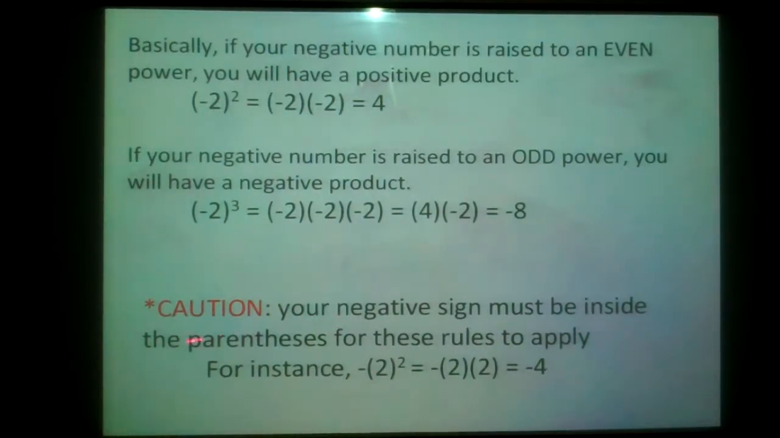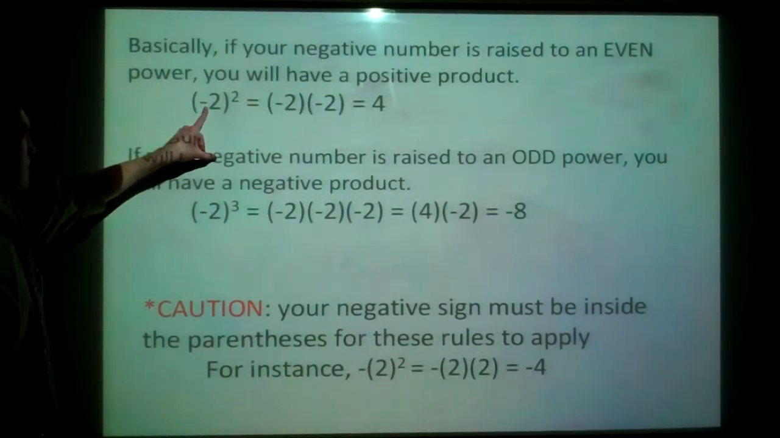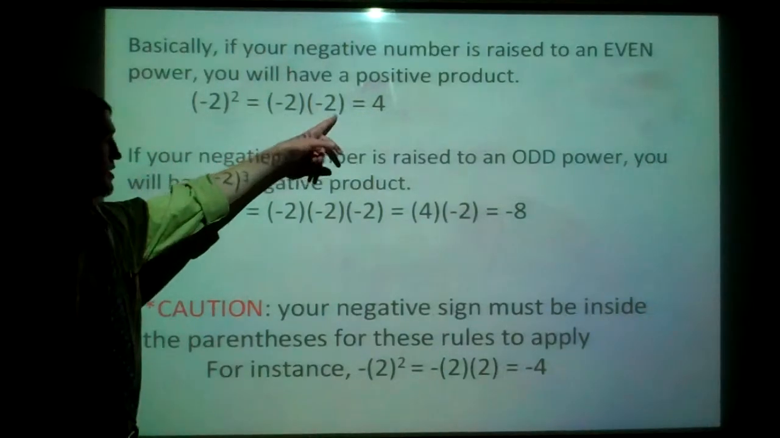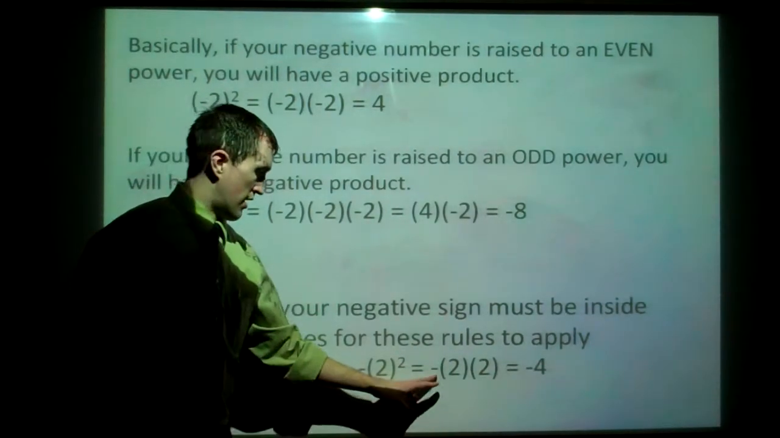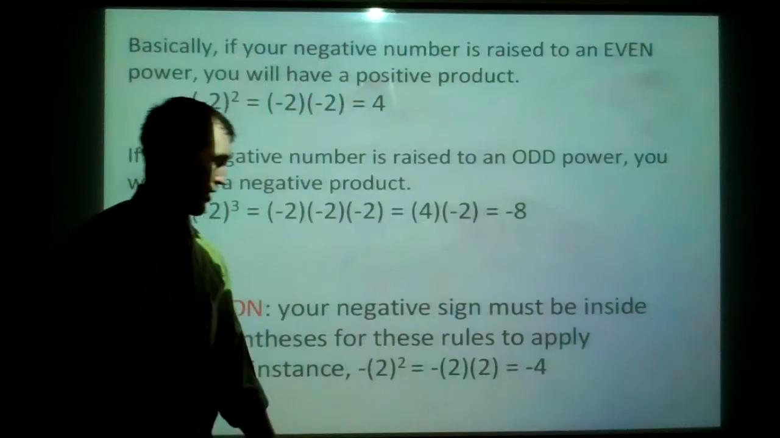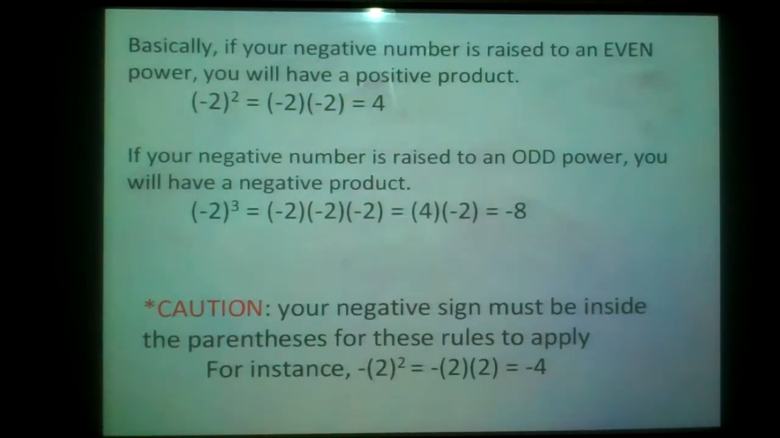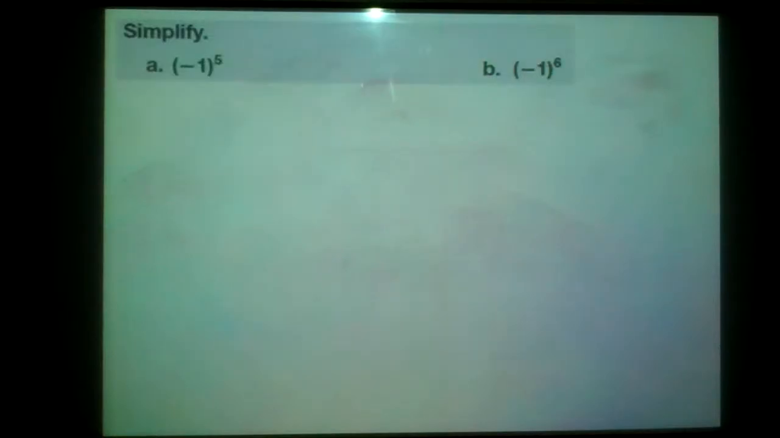Your negative sign must be inside the parentheses for these rules to apply. So for instance, if the negative is on the outside, this square is not being applied to that negative 2. So this means 2 times 2, but our negative is still out there, so we get negative 4. Notice the difference between this and this. The negative is inside the parentheses here. This means negative 2 times negative 2. Here the negative is on the outside of the parentheses, so this means negative 2 times 2, we get negative 4. Okay? So just be aware of that.